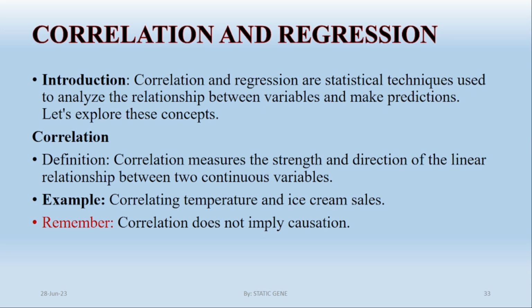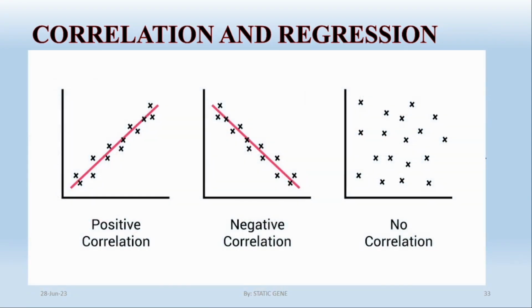But remember, correlation does not imply causation. So it doesn't tell you the cause. It can only tell you association between two variables. For example, you may have a positive correlation. This is when change in one affects the other positively. For example, increase in temperature results in increase in ice cream sales.